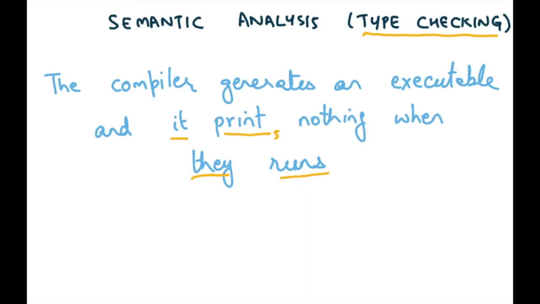And what does it mean? "It print nothing when they runs." So sometimes we're talking about "it" and sometimes we're talking about "they". Now, is it actually consistent? Does it make sense? This is what a semantic analysis phase is supposed to check.